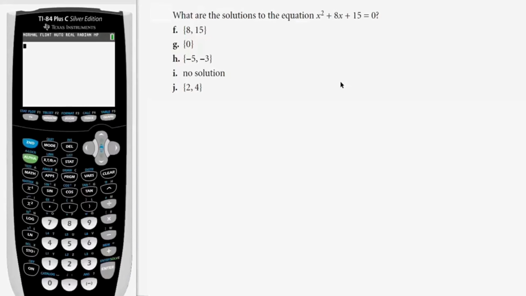In this video, we're going to learn how to solve this ACT math question easily and fast using the TI-84 Plus calculator. Alright, so this question is under quadratic equation and it's very easy with the calculator. The question says, what are the solutions to the equation x squared plus 8x plus 15 equals 0? So let's do it now, guys, with the calculator.